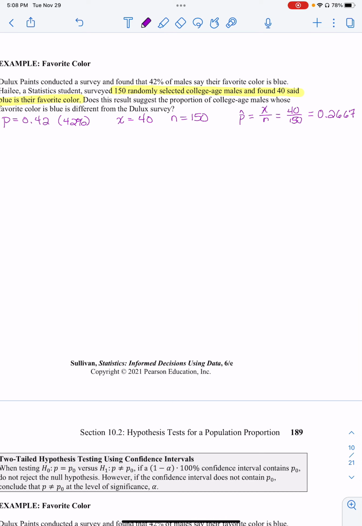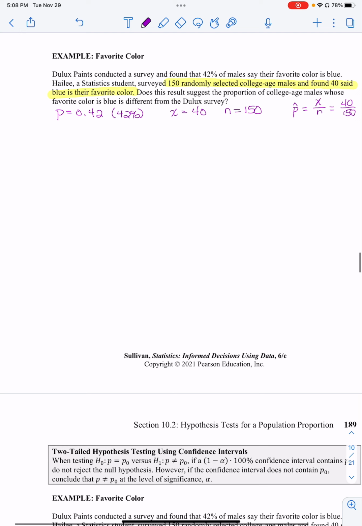All right. So we have that. I'm just putting together what came out of the problem. Now we want to start by identifying our null and alternative hypotheses. We're going to say our null hypothesis, H naught, is going to be what we currently know. So that's that 42%, our expected population proportion. That's our expectation for the null hypothesis. So we're going to say p equals 0.42.